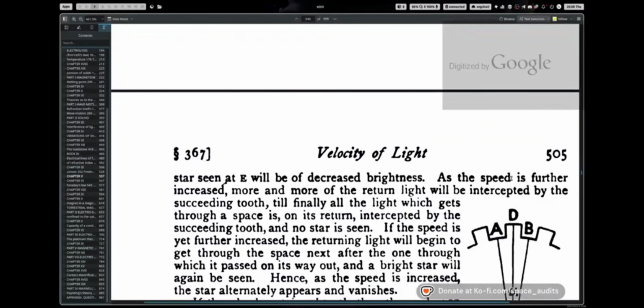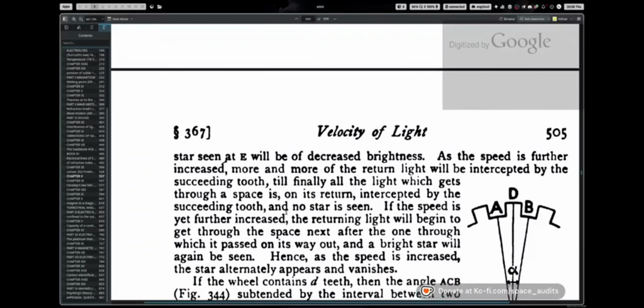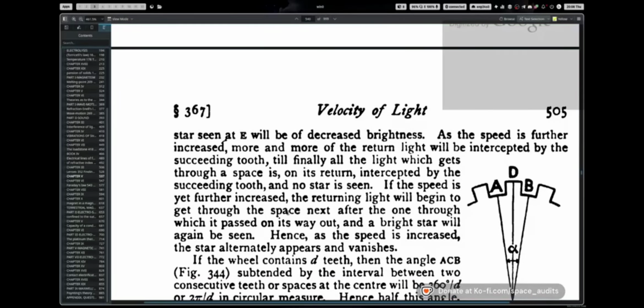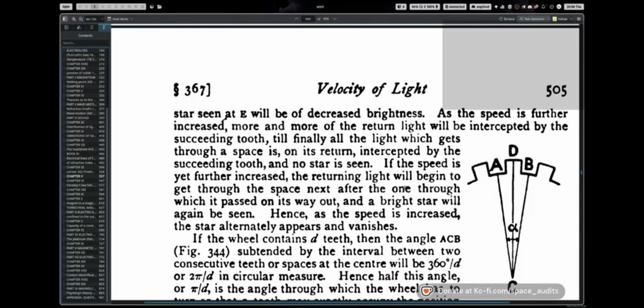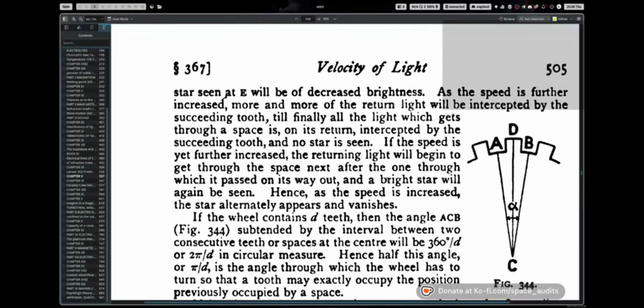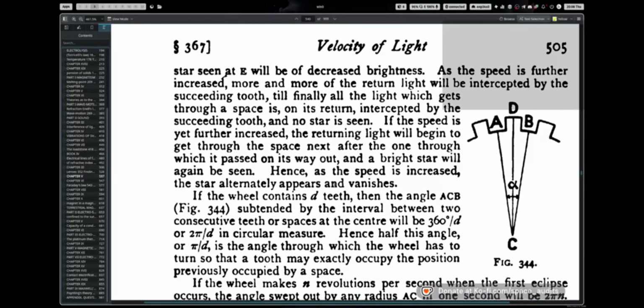And as the speed is further increased, more and more of the light will be intercepted by the succeeding tooth, and finally the light gets through a space, is on its return intercepted by the succeeding tooth, and no star is seen. If the speed is yet further increased, the returning light will begin to get through the space after the one through which it passed on its way out, and the bright star will again increase. Hence, as the speed is increased, the star alternately appears and vanishes.